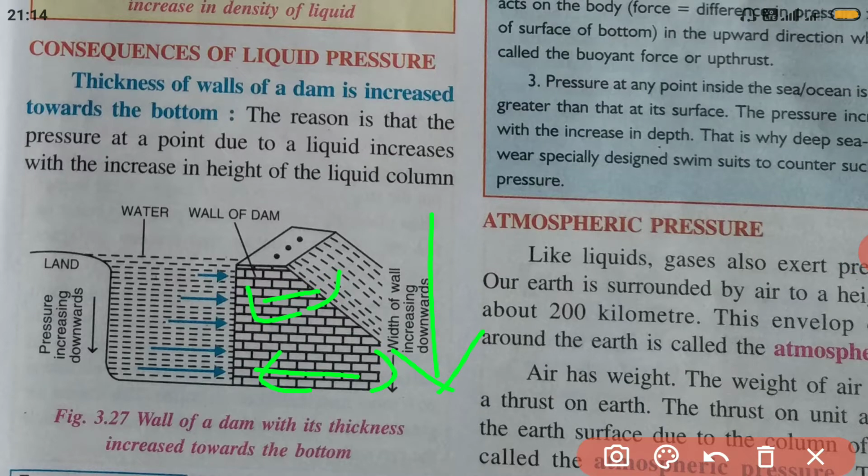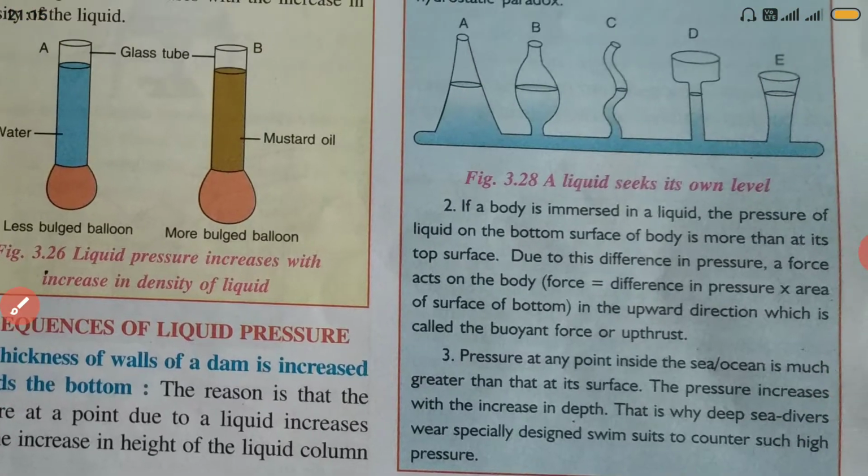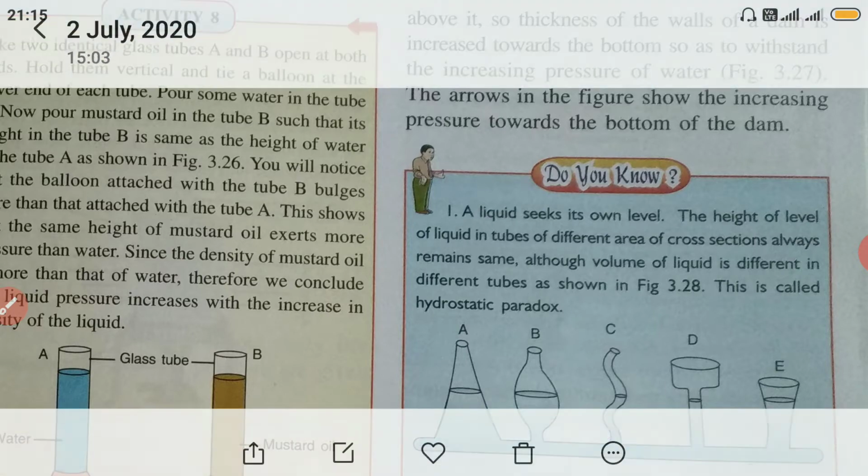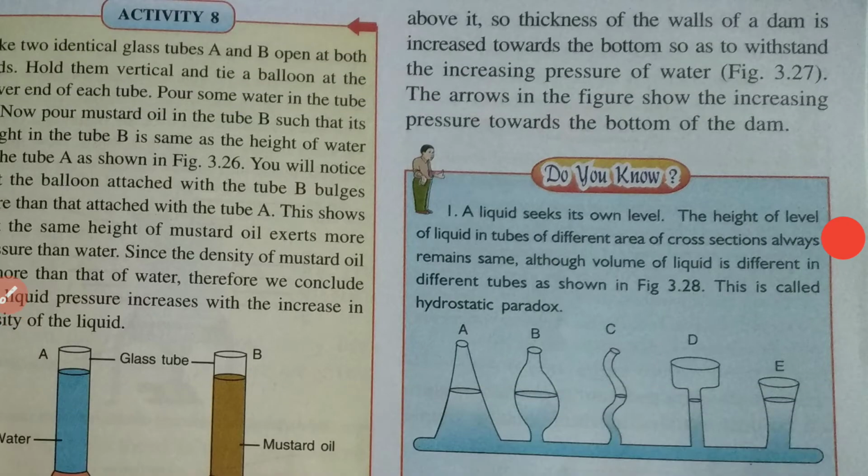The reason is that the pressure at a point due to the liquid increases with the increase in the height of the liquid column, which also means as we go down, the pressure given by the liquid on the object increases, hence the wall of the dam at the bottom should also be thicker to withstand that pressure. So thickness of the wall of a dam is increased towards the bottom, so as to withstand the increasing pressure of the water.